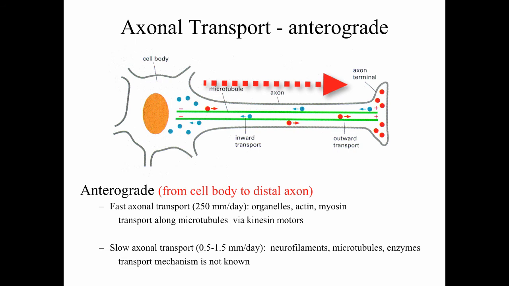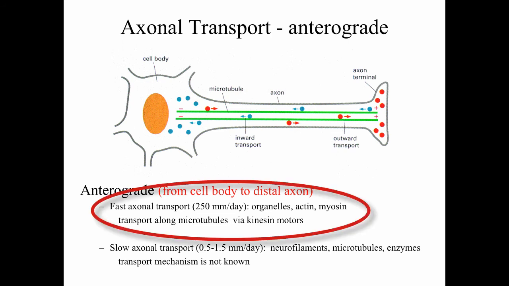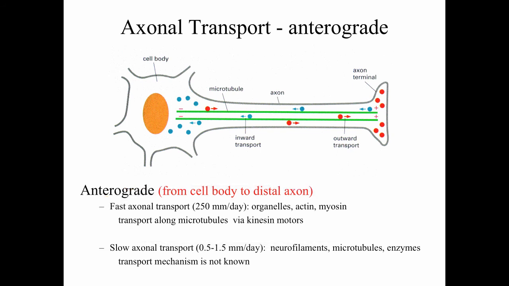We would talk about that movement as anterograde transport, and we can talk about fast axonal transport in the anterograde direction, that is in the direction from the cell body to the axon terminal, or if you want to think of it in a forward direction. Fast axonal transport moves organelles, proteins like actin or myosin, or vesicles at a rate of about 250 millimeters per day. That transport occurs along microtubule tracks with kinesin motors. There's a slow axonal transport also in an anterograde direction. That would move things like neurofilaments, maybe microtubules, other enzymes, again in a forward direction from the cell body towards the axonal terminal. That would be at a much slower rate, maybe 0.5 to 1.5 millimeters a day.